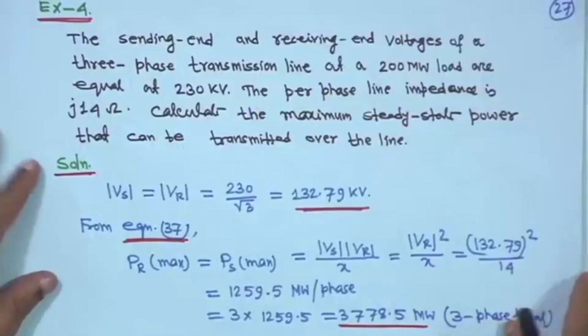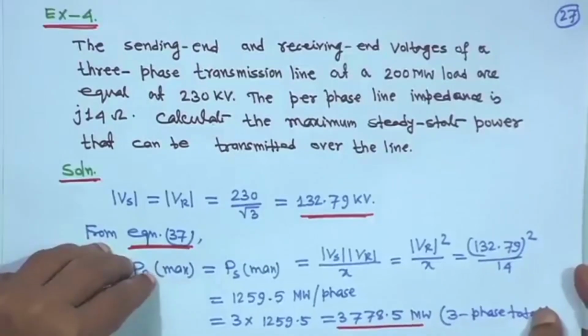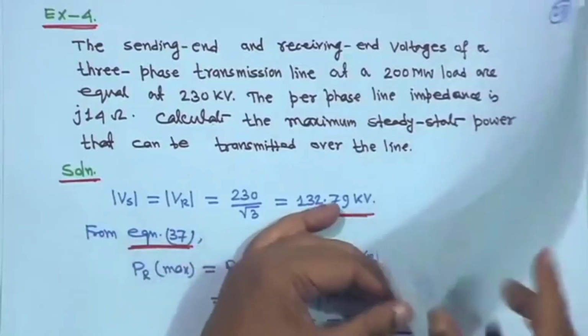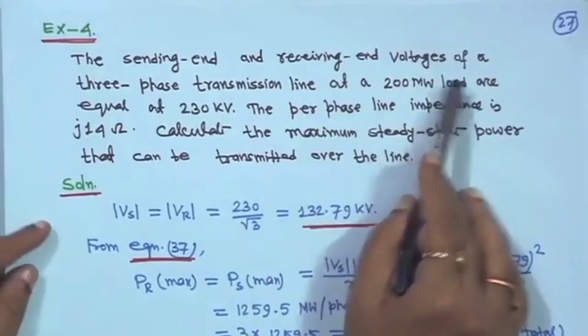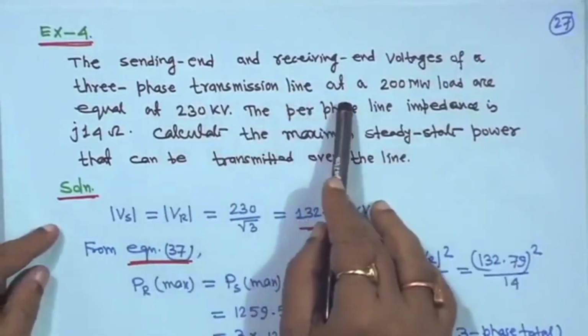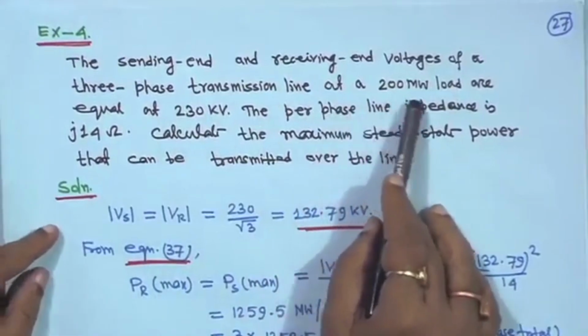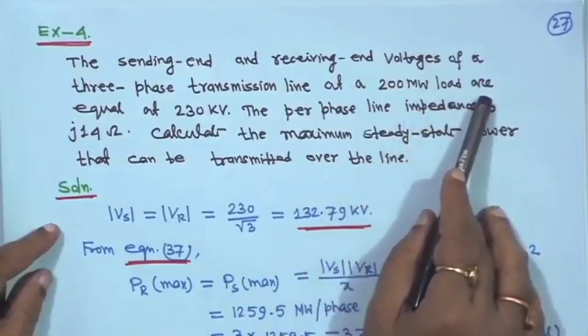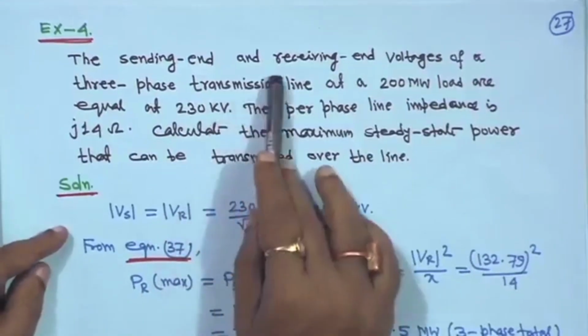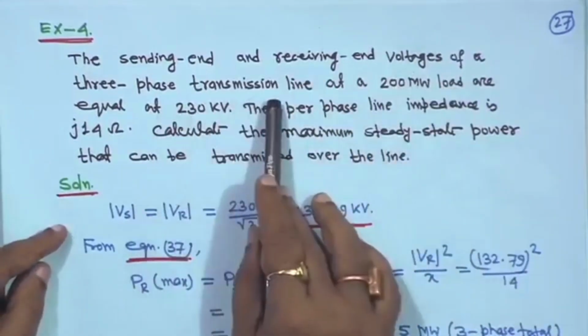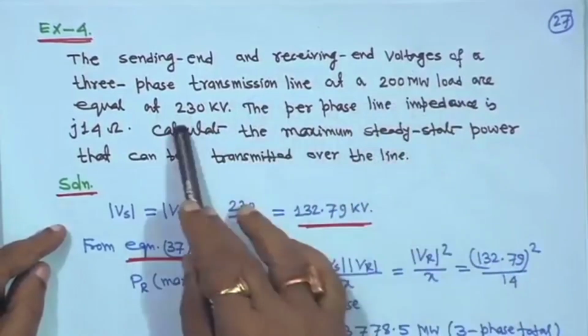Now, example 4. The sending end and receiving end voltages of a 3-phase transmission line at a 200 megawatt load are equal at 230 kV. That means sending and receiving end voltage of a 3-phase transmission line at a 200 megawatt load are equal, that is 230 kV.